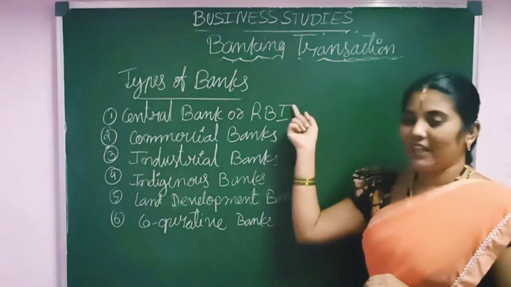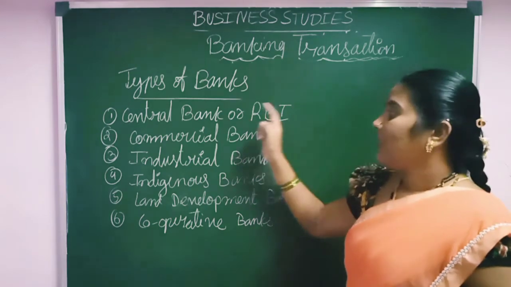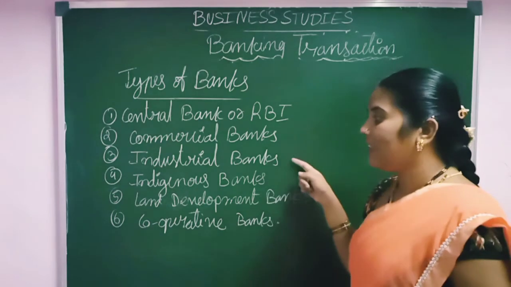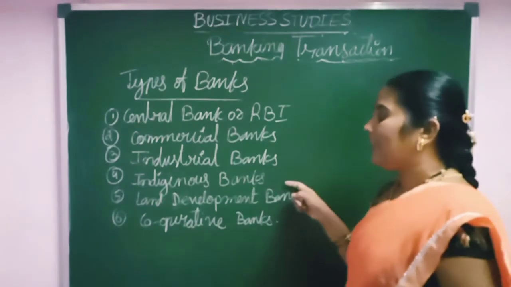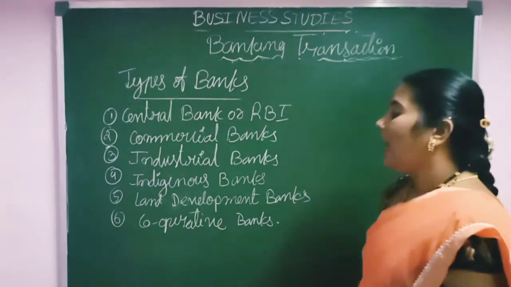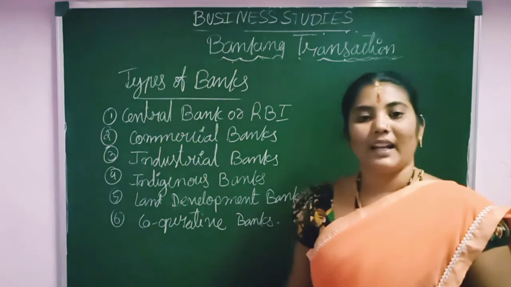The first one is our national bank, called the RBI, the Reserve Bank of India, in the sense the central bank. The second one is the commercial bank, and the third one is the industrial bank, then the land development bank, the indigenous bank or money lenders, sahukars, and cooperative banks. These are all types of banks. Understand this?